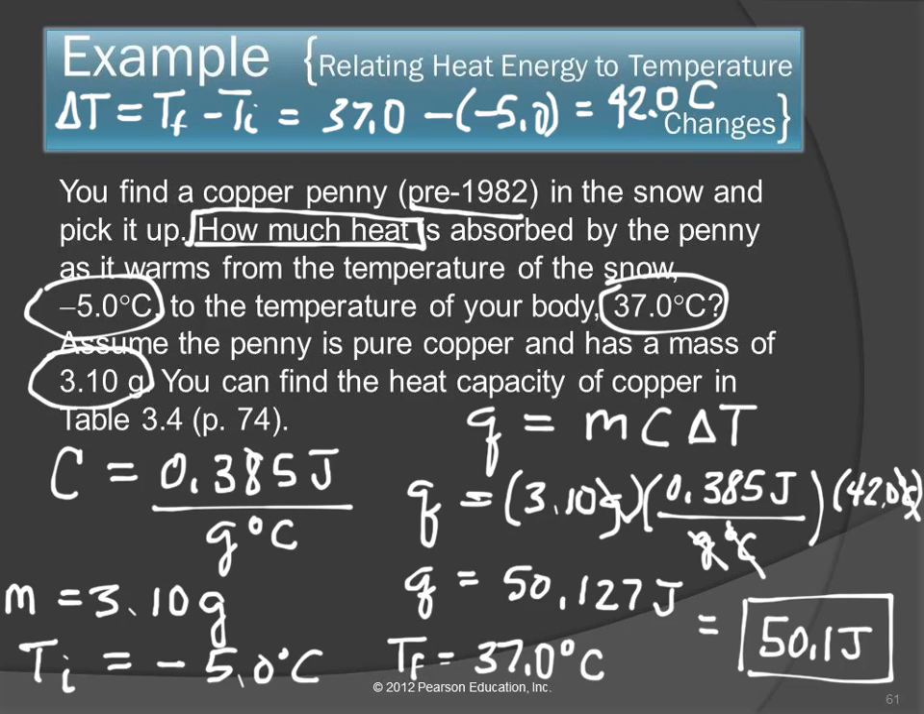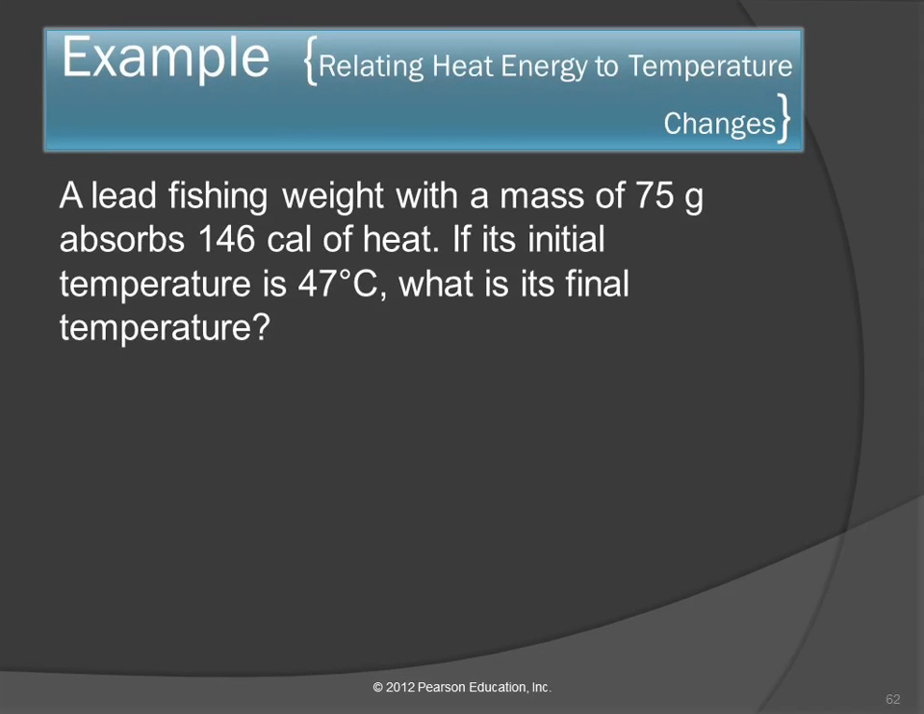This is a straightforward problem where they give you mass, you have to look up specific heat, they give you two temperatures, calculate Q. So sometimes we have to rearrange the equation. So we'll do some of those too. A lead fishing weight with a mass of 75 grams absorbs 146 calories of heat. If its initial temperature is 47 degrees Celsius, what is its final temperature?